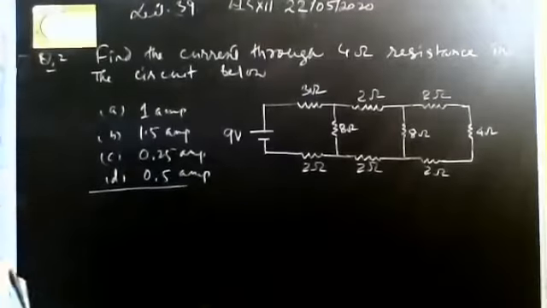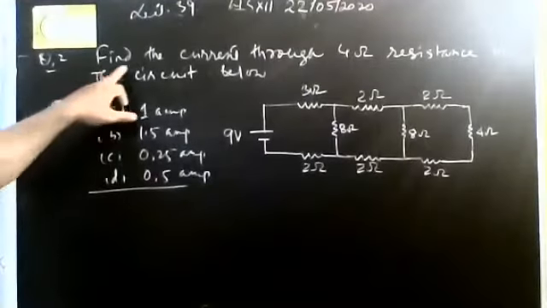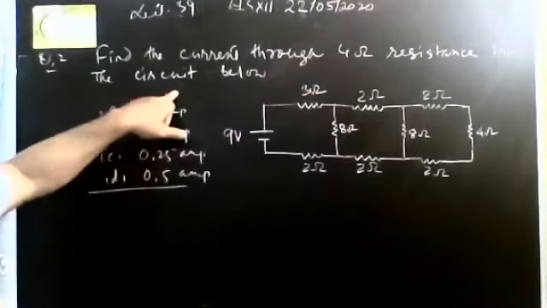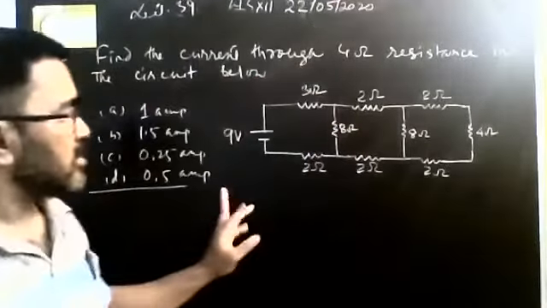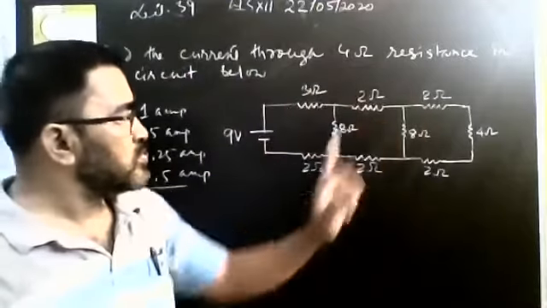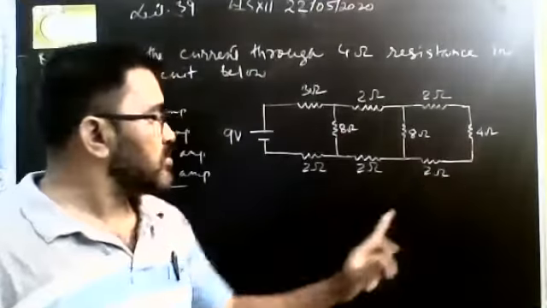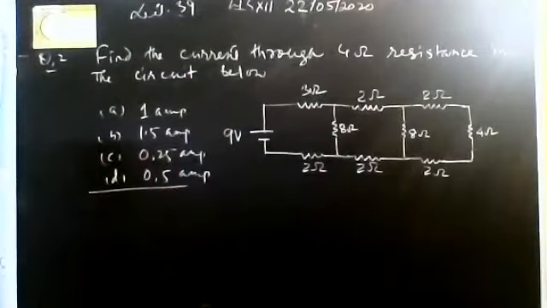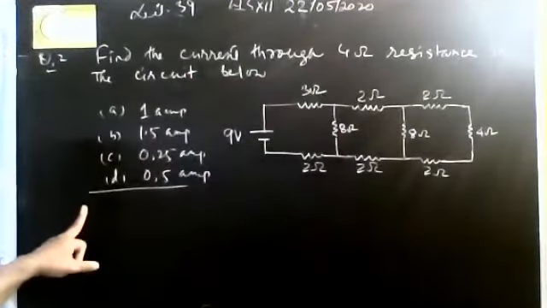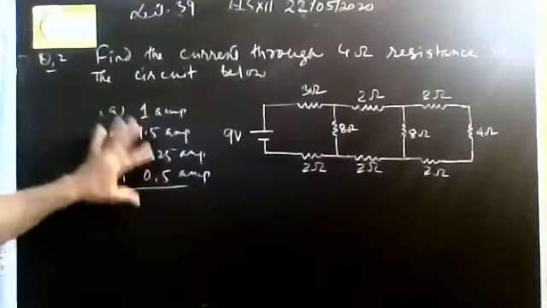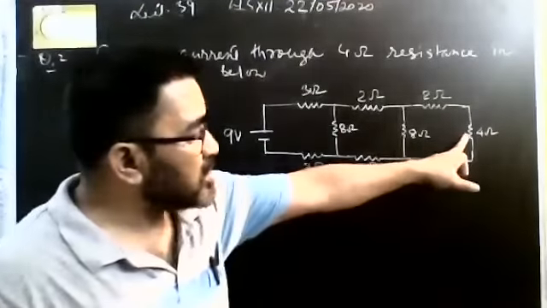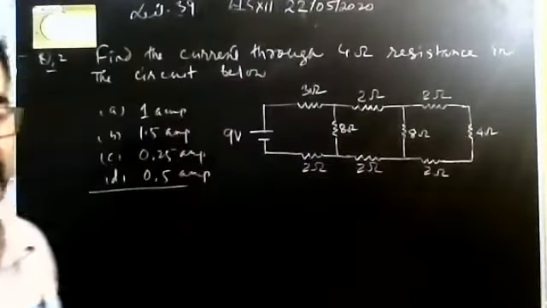Okay. So second question, find the current through 4 ohm resistance in the circuit below. So this is a circuit, 3 ohm, 2 ohm, 2 ohm, 8 ohm, 8 ohm, 4 ohm, 2 ohm, and 9 volt is connected, right? So some options are given. Out of these options, one will be the answer.